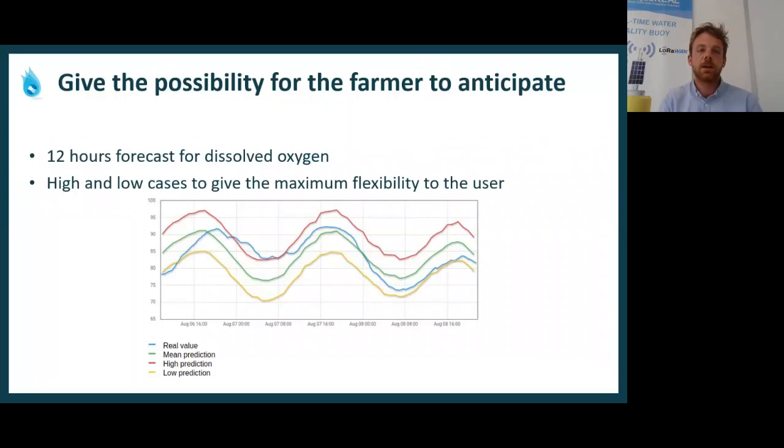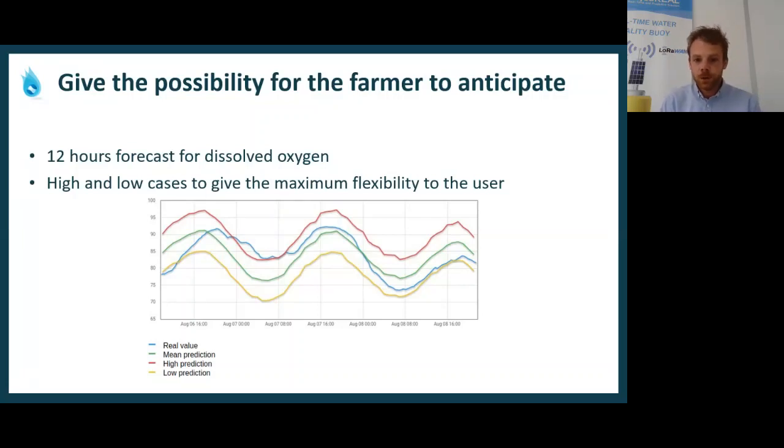And how is it working? We take 3 days of input data, and we forecast for now 12 hours in the future. 12 hours is the first milestone for us. We are getting more and more data, and the objective for us is to go to 24 and even 48 hours forecasting. But we want to stay really accurate. So for now, we are focusing on 12 hours only.